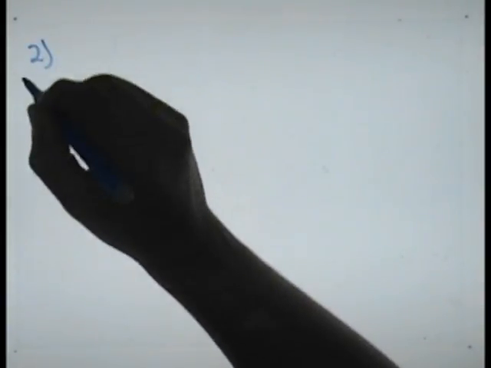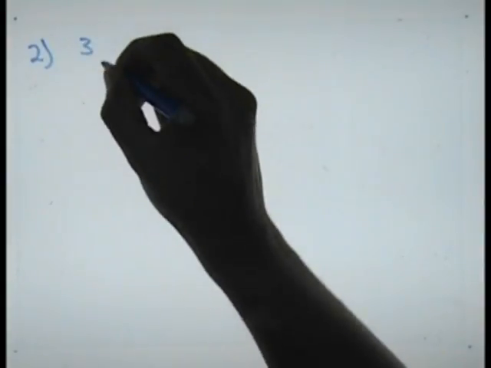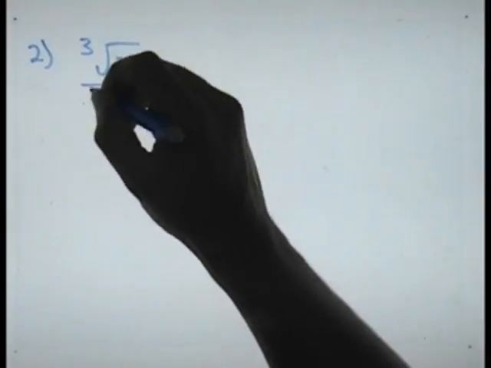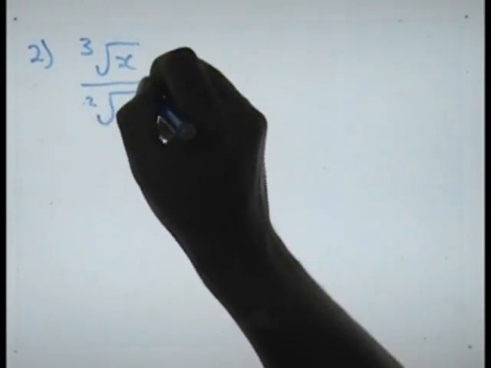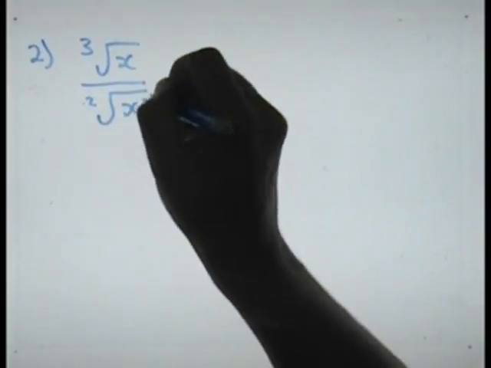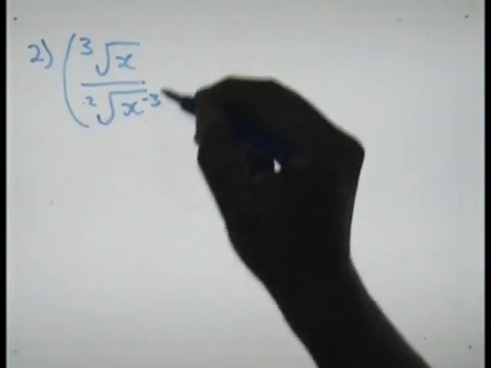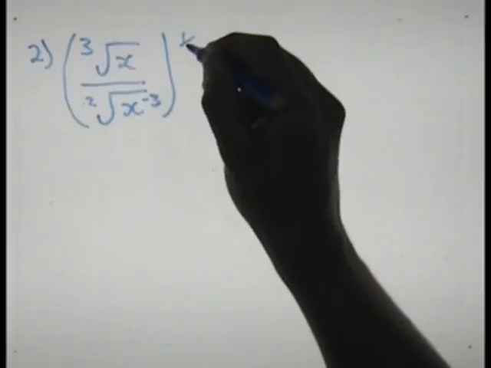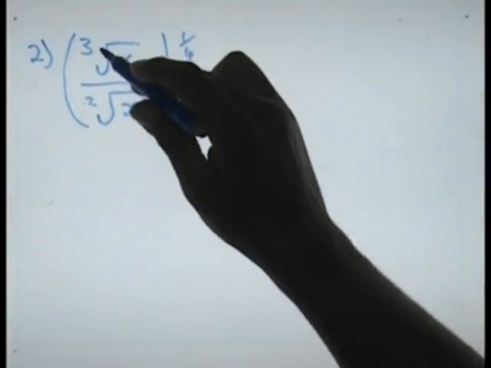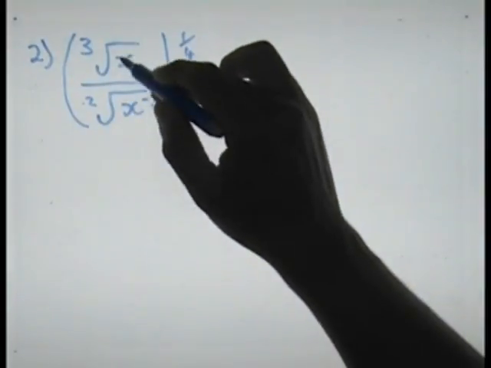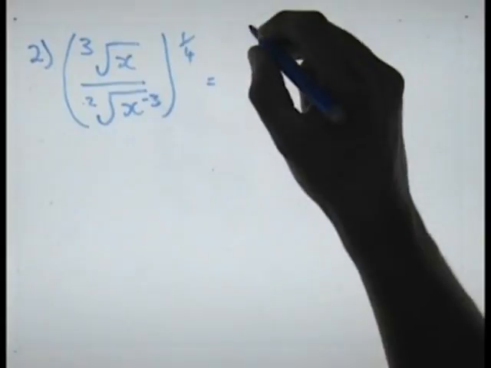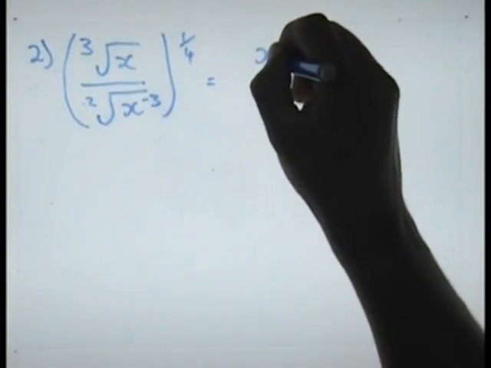Number 2. Cube root of x divided by square root of x to the minus 3 in brackets to the power 1 over 4. What I'm going to do with this is get rid of all those square signs and cube signs and get it into its simplest possible form.